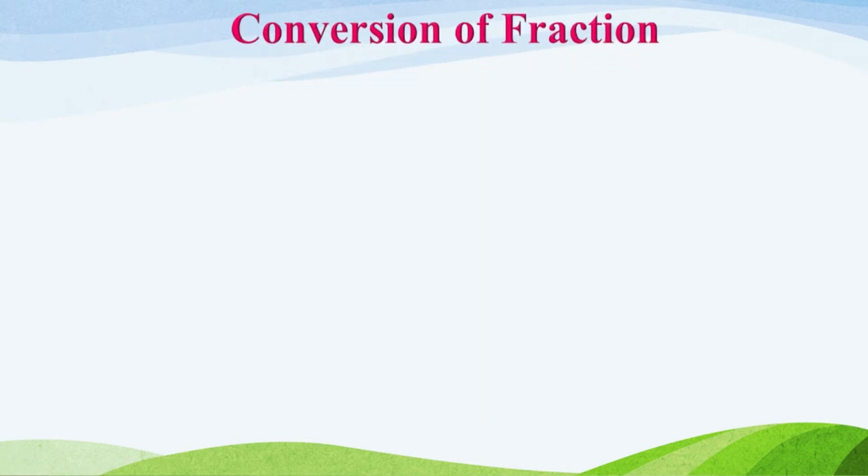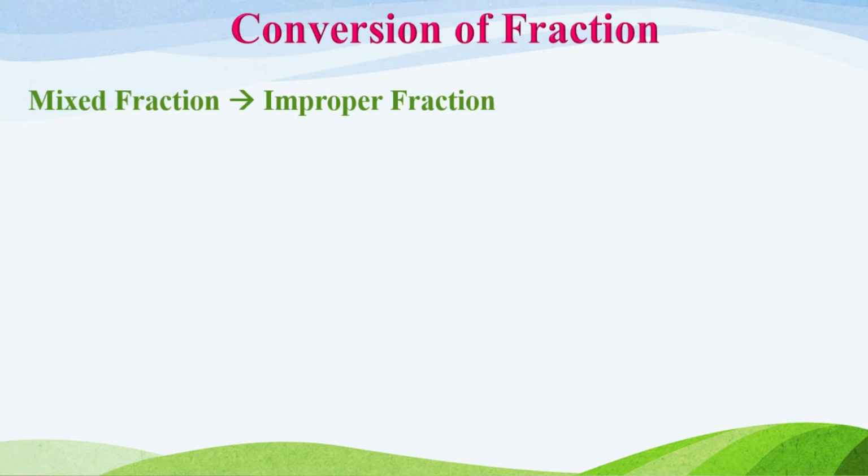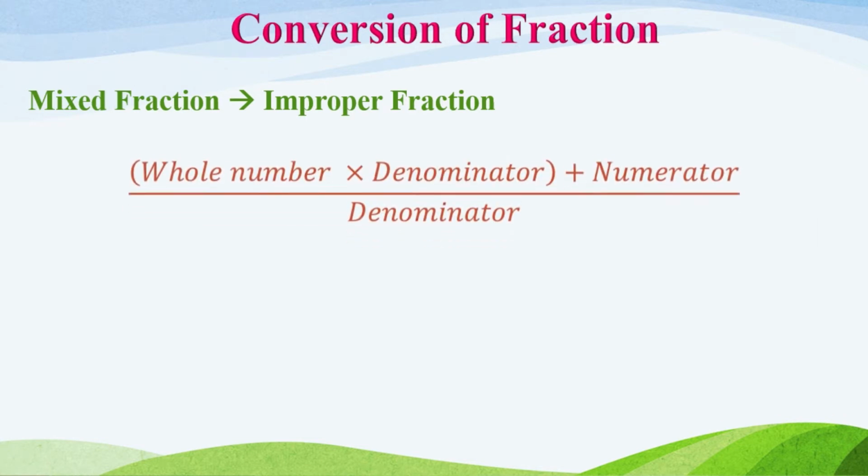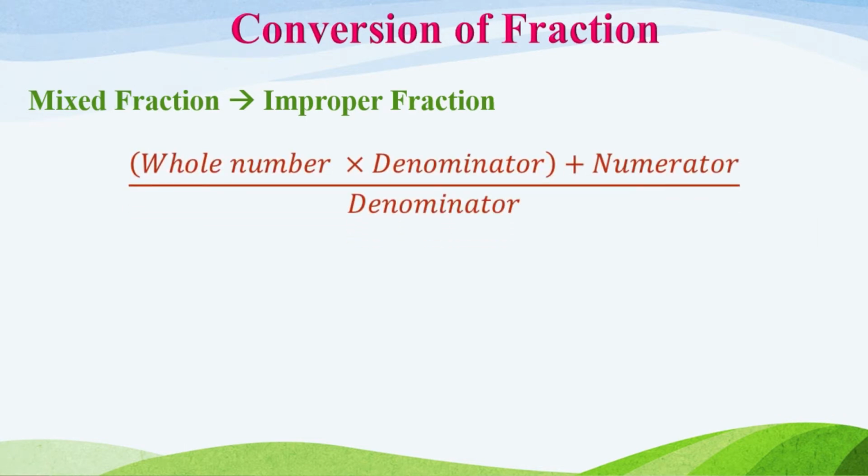Conversion of fraction. Mixed fraction convert into improper fraction. How to convert into improper fraction? Whole number into denominator plus numerator, divided by denominator. Use the formula. Let's see the example: 5 and 2 divided by 7. Here 5 is the whole number, 2 is the numerator, 7 is the denominator.